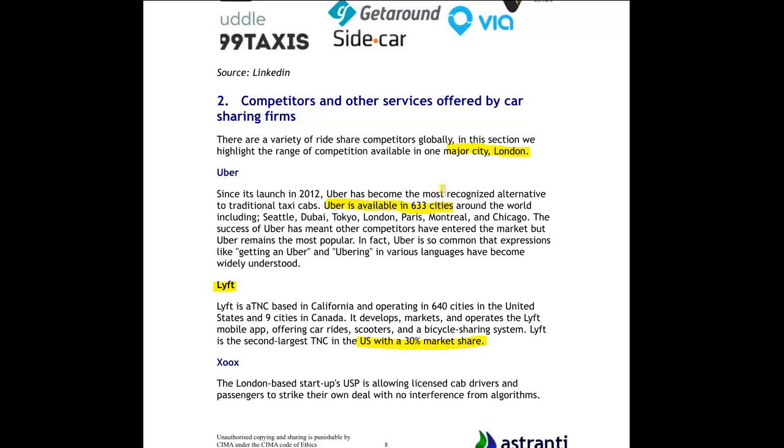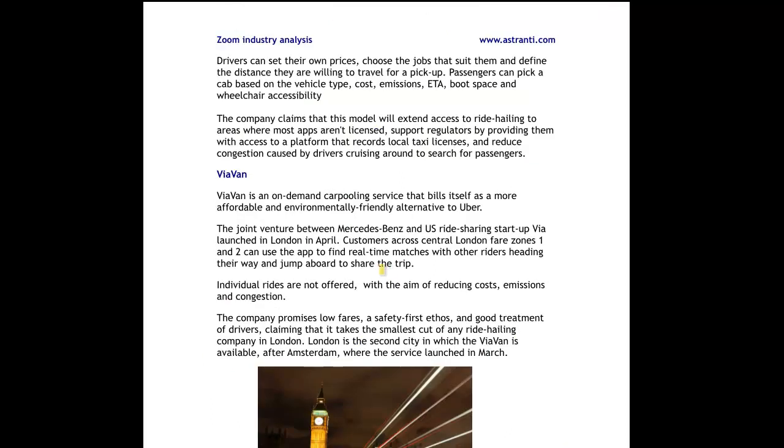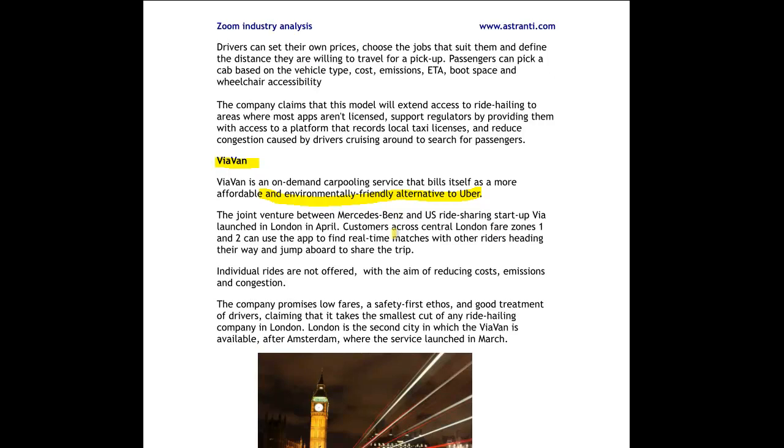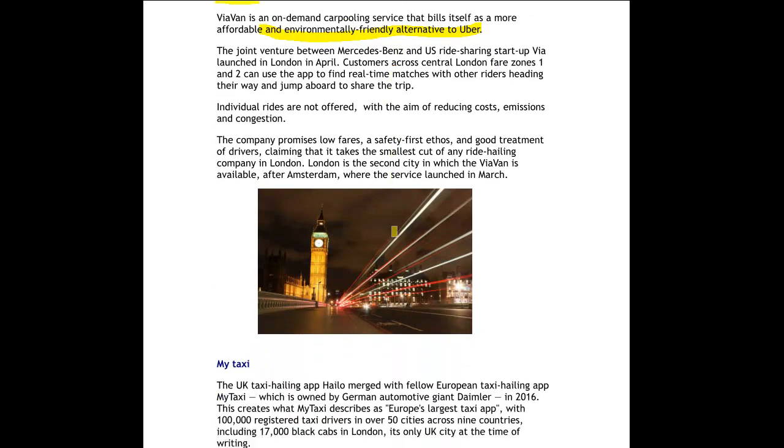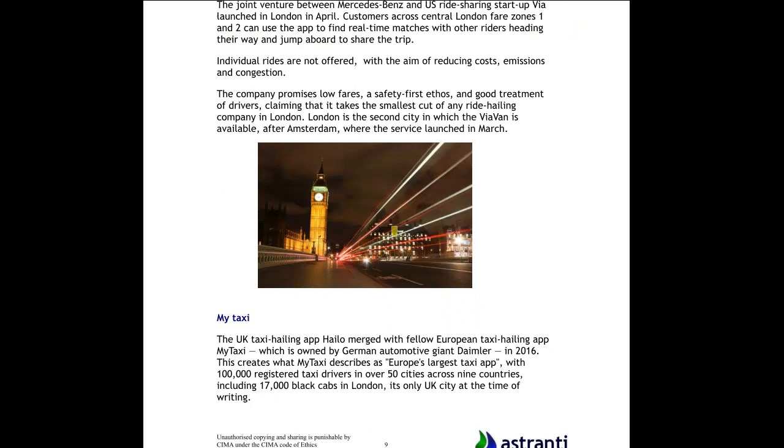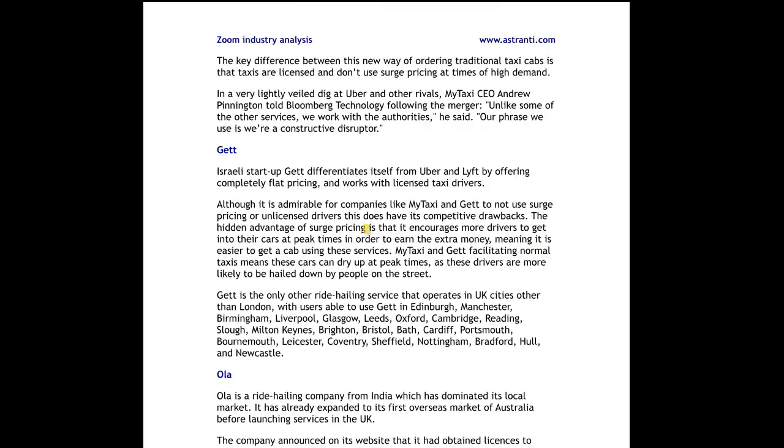So I'm going to go through these quite quickly. All these different companies, the first one, I don't know how you pronounce it, Zooks, all have different USPs. So, for example, Viavan bills itself as a more affordable and environmentally friendly alternative to Uber, and operates primarily in London's central fare zones 1 and 2. My Taxi is taking the traditional taxi companies and hooking them up to an app.